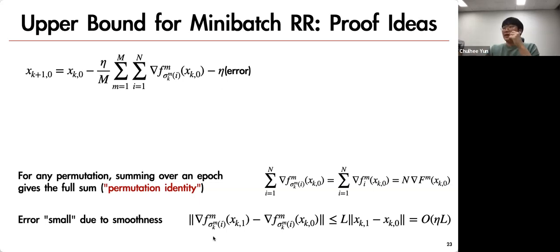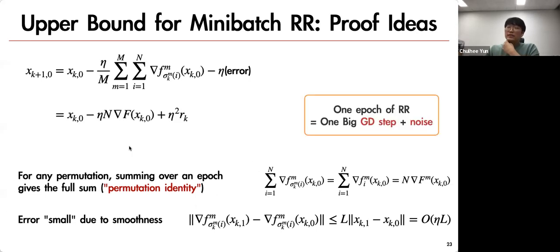Okay. And by using this permutation identity, we can write, and another thing to note here is that the error term is small due to the smoothness. So by using these two key observations, we can write this per-epoch update as one big gradient descent step plus some small noise. Okay, so that's the key idea. So basically, using this permutation identity, we can write the update during an entire epoch as just one big gradient descent step plus some controllable noise. And so it's left to control this noise, right?